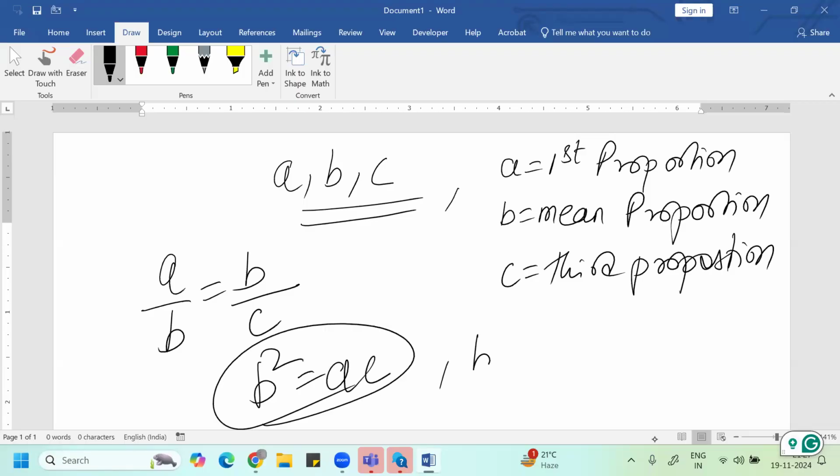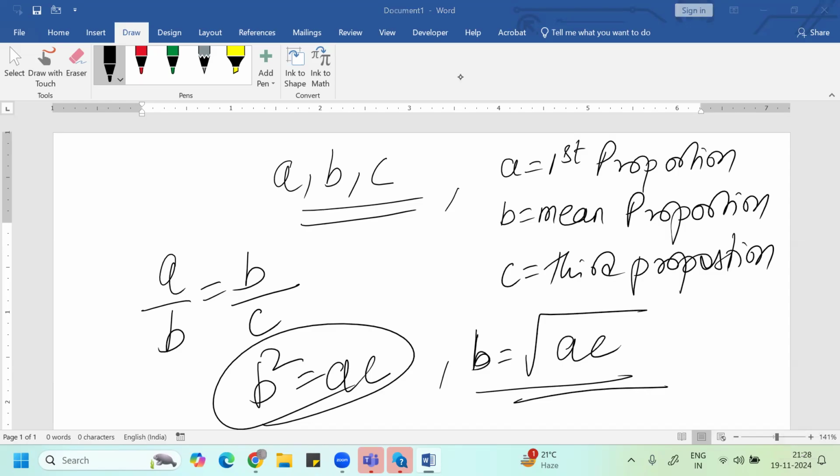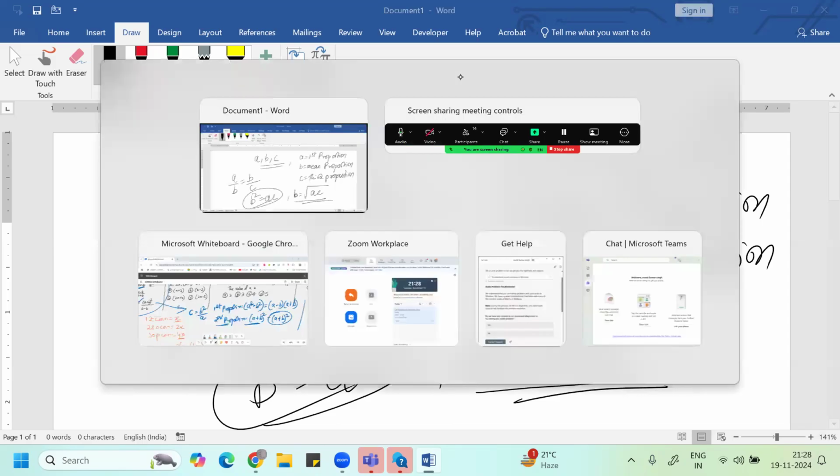So if anyone asks you what is the mean proportion, the formula of mean proportion means multiply the two terms and do the square root. Multiply the two terms and do the square root.